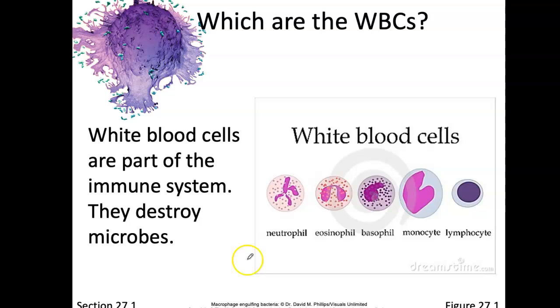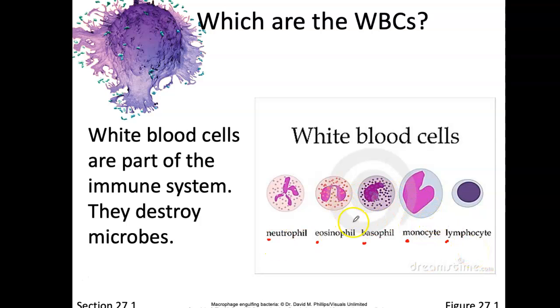And these are they. So there is a mnemonic to remember the names of these in order of most prevalent to least prevalent. And that would be N for Never Let Monkeys Eat Bananas. That will help you remember the most important ones are the most prevalent, neutrophils and lymphocytes.